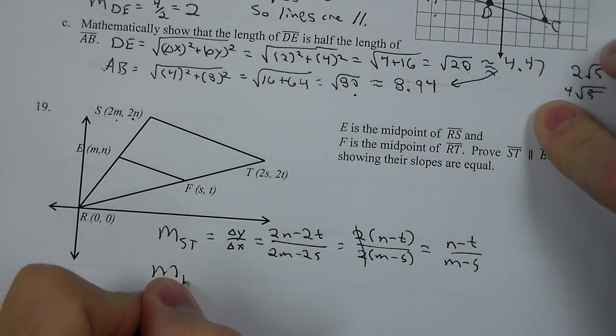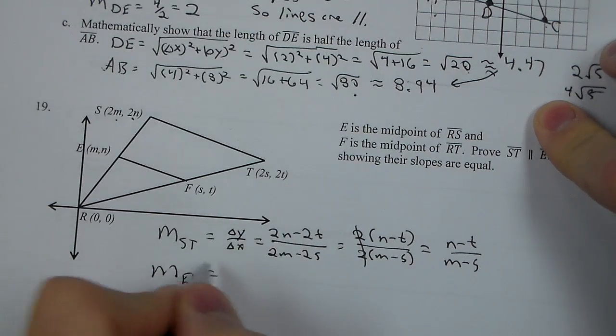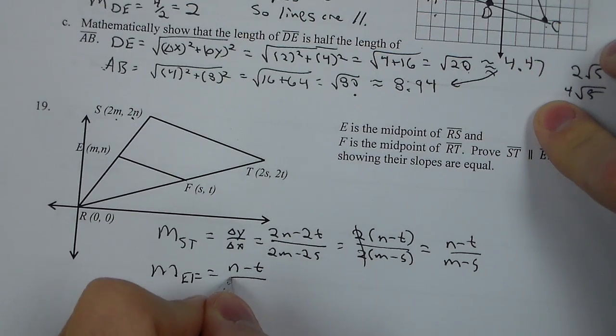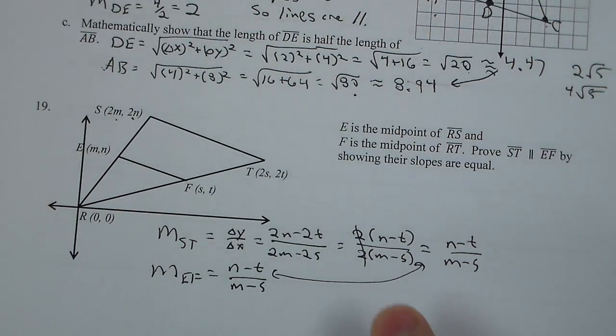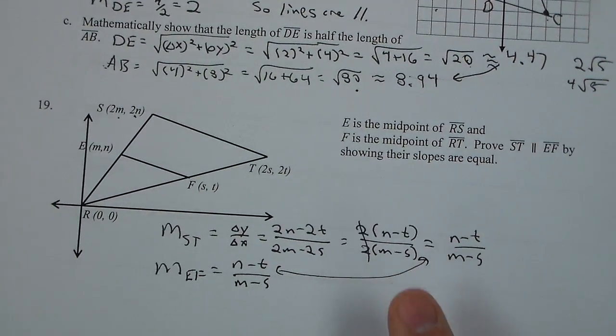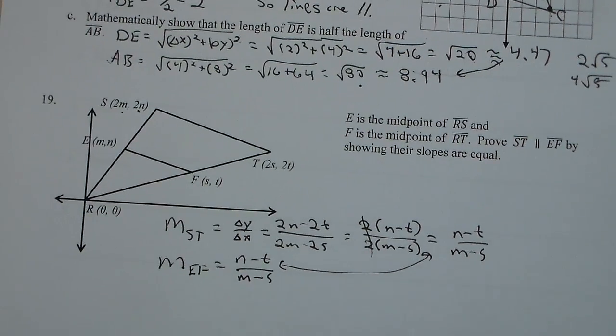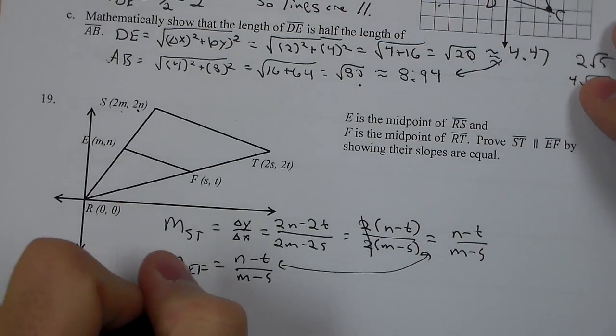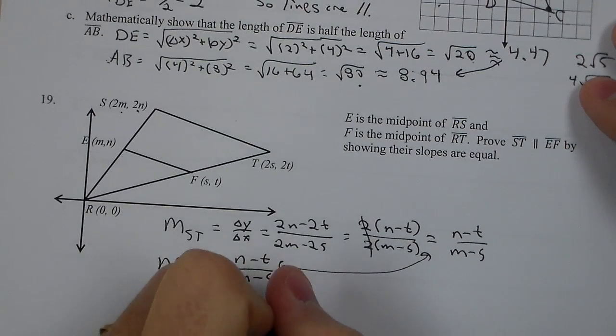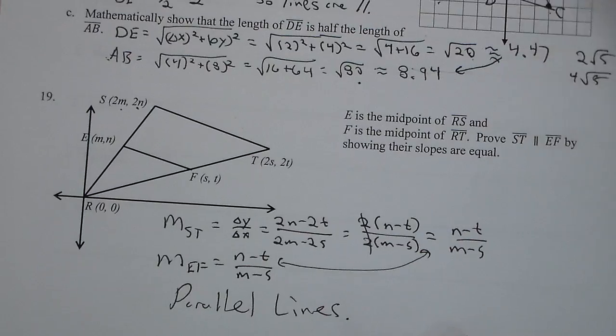Now, slope of EF, change in y is n minus t, change in x is m minus s, and this comes out to be the same value. So I had to reduce the first one, but they simplify down to be the same thing. So their slopes are equal, so they are parallel lines in the coordinate proof.